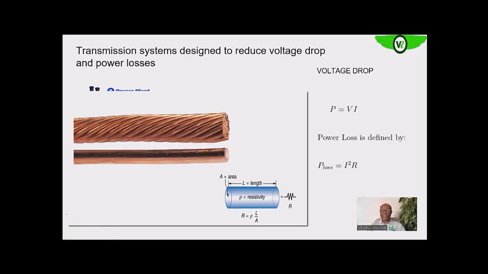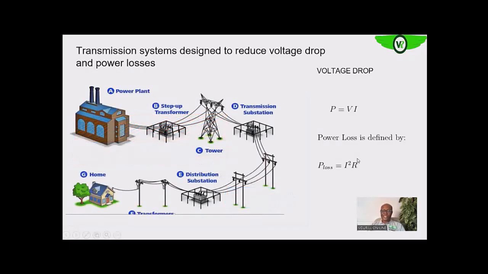Increasing the cable size will invariably reduce R because from the formula, R is equal to rho L over A. Since we are increasing the cross-sectional area A, you see that R, since it's inversely proportional to A, will reduce when we increase A. That is the size of the cable. But there is a limit to which we can actually increase the size of the cable, or else the cable will become too heavy and more expensive for us to use.